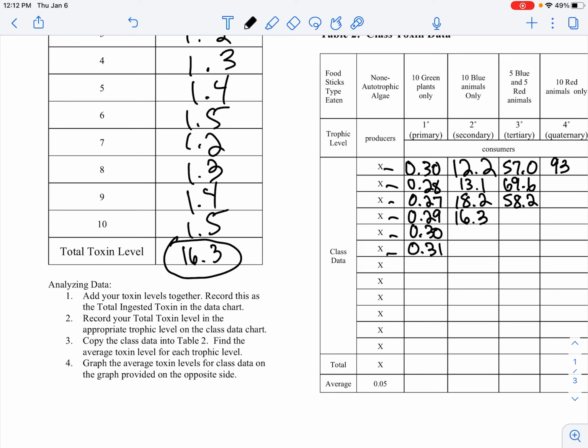All right. So the first one, make sure you add them up, press equals, divide by 6.